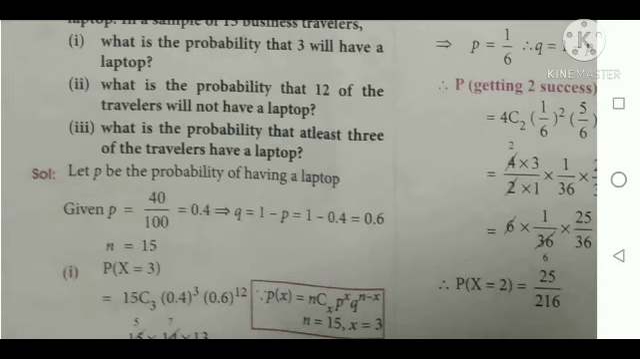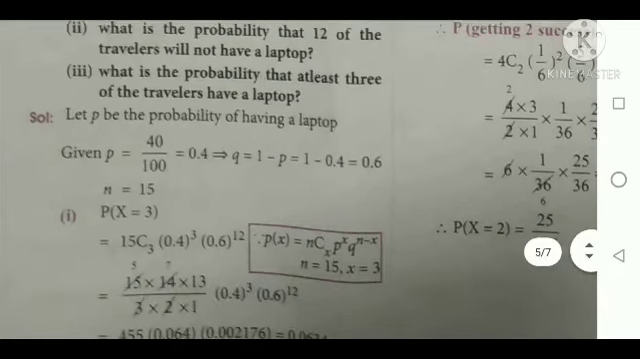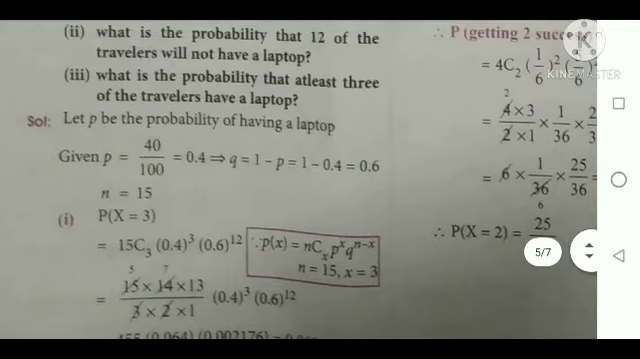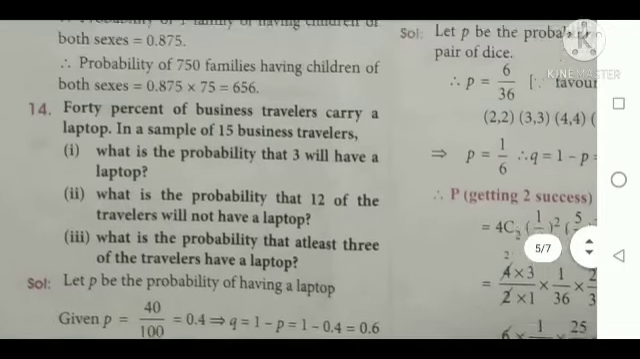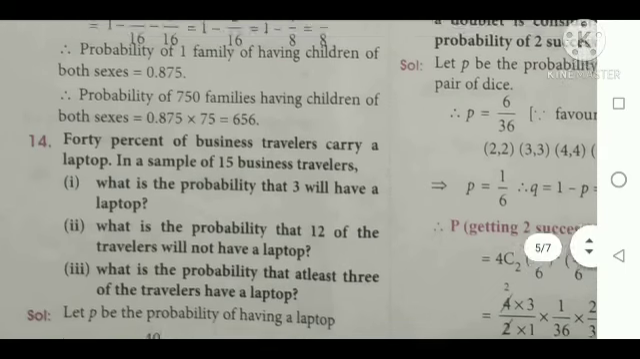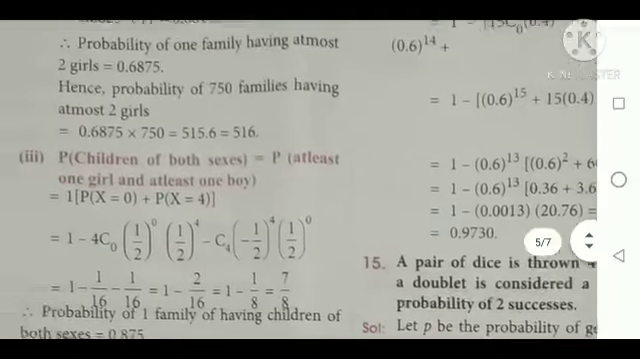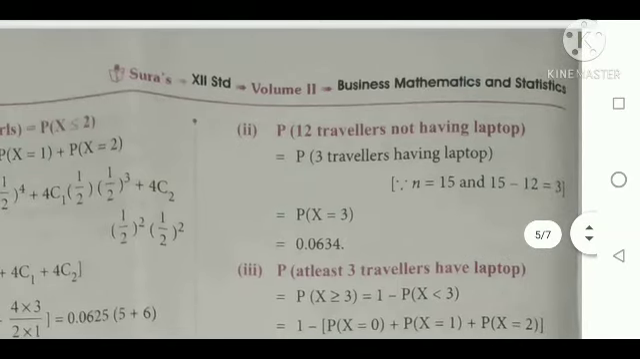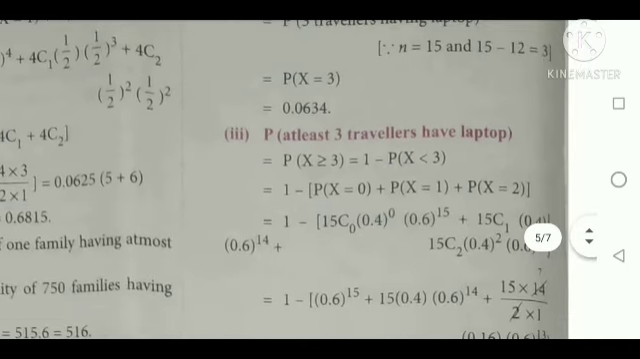First question, what is the probability that 3 will have a laptop? That is x equal to 3. Then 15C3, 0.4 power 3 and 0.6 power 15 minus 3, it is 12. So we are getting the answer 0.634. What is the probability that 12 of the travelers will not have a laptop? 12 not having laptops means the remaining 3 have laptops. Therefore P of x equal to 3, we are getting the answer 0.634.